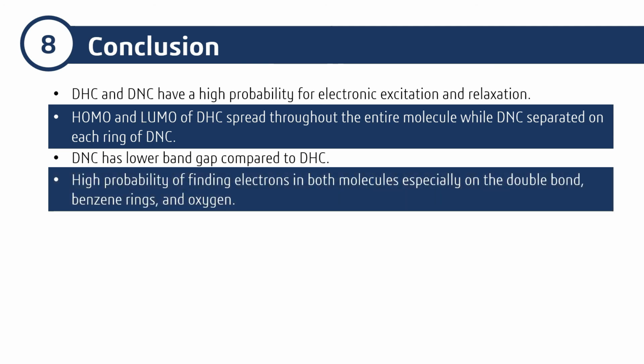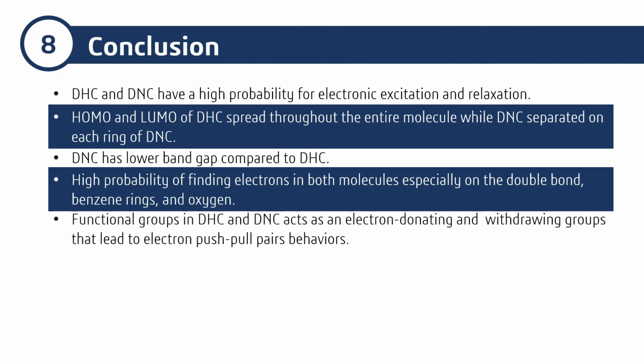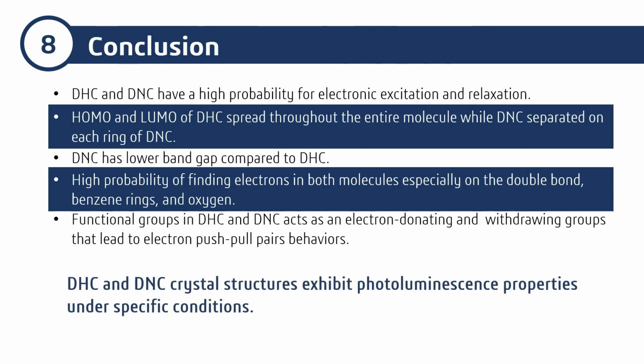There is a high probability of finding electrons in both molecules, especially on the double bond, benzene rings, and oxygen, which shows a good requirement for a photoluminescent material. Functional groups in DHC and DNC act as electron donating groups and electron withdrawing groups that lead to electron push-pull pair behaviors that will also result in fluorescent emission. Therefore, from this theoretical calculation, we can conclude that DHC and DNC crystal structures exhibit photoluminescent properties under specific conditions.